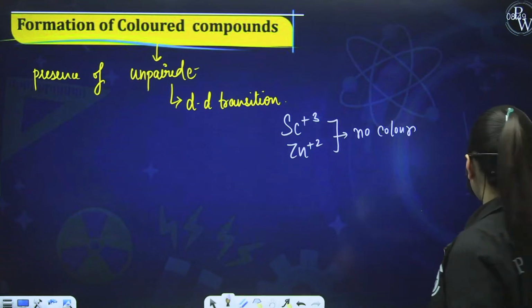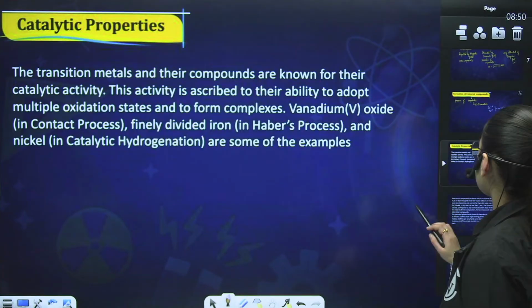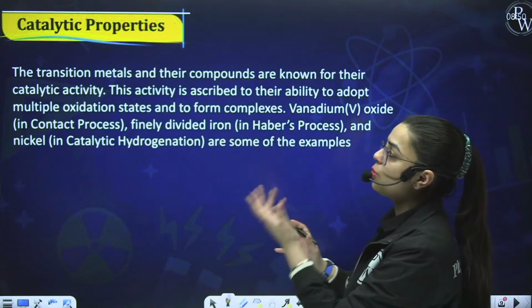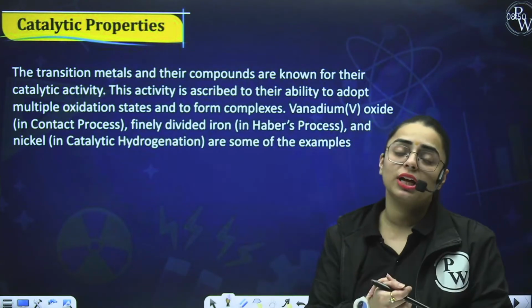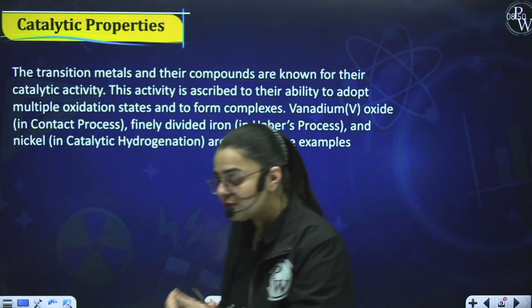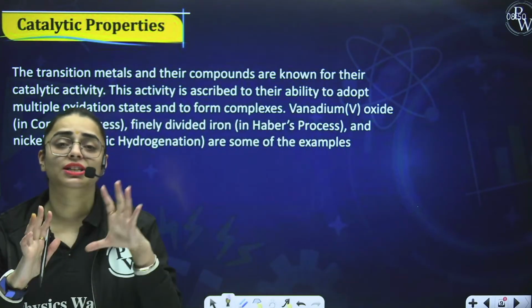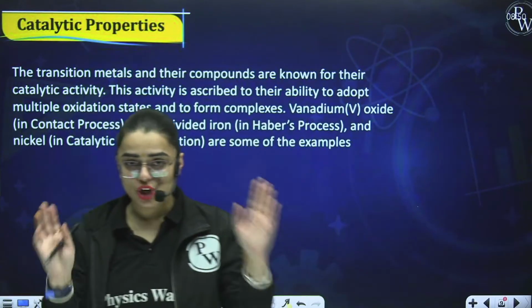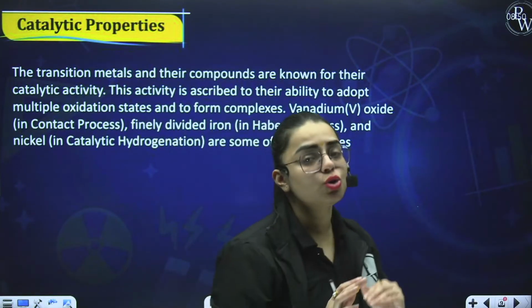Right. Now moving on to the next topic of ours. The next topic is the catalytic properties. Why are catalytic properties seen in the case of d block elements? Basically, it is due to the presence of variable oxidation states. D block elements have a tendency to show different oxidation states, which I've already told you in the previous lecture. We have made a chart with respect to that. So that's why they show catalytic property.